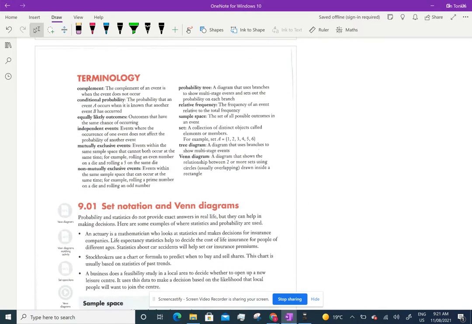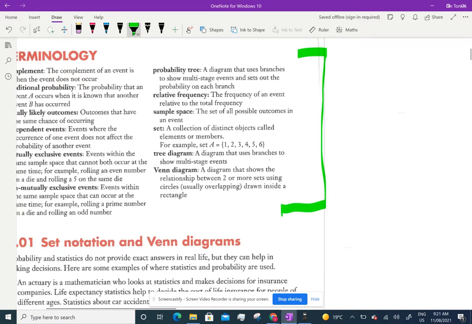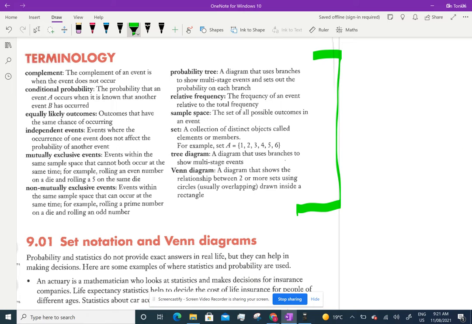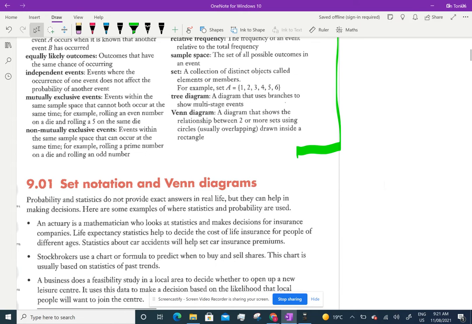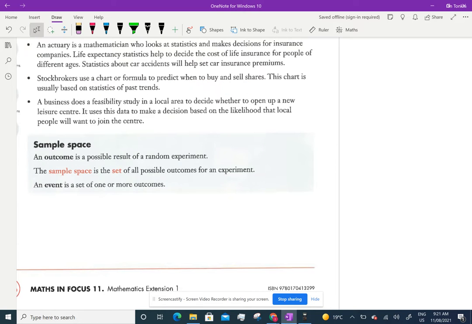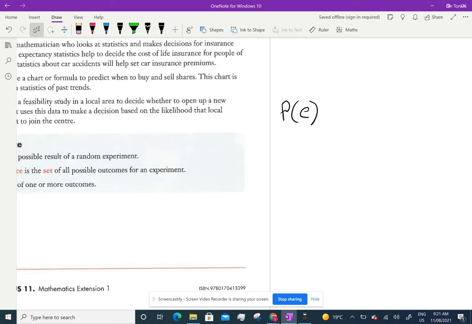You probably already know most of these, but it's good to go over them and check them again, knowing all those different things and what they mean. We're going to have a look at a few today, particularly set notation. So let's have a look at what they talk about. Now, sample space, that's just when you have an event. And when we talk about an event, we talk about the probability of an event. I'm not going to write it all out, but we write it like that. Now, when we have an event, the sample space is everything that can happen.